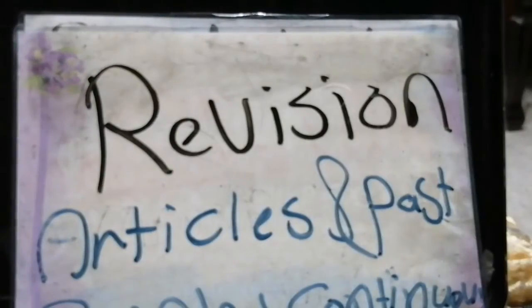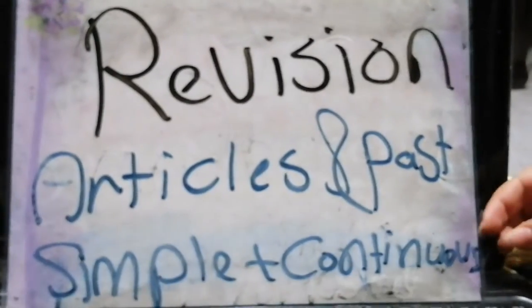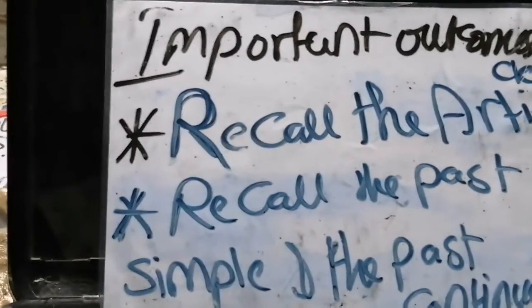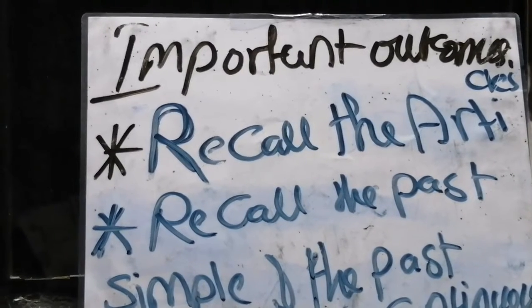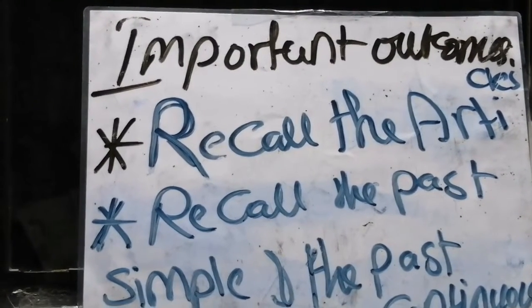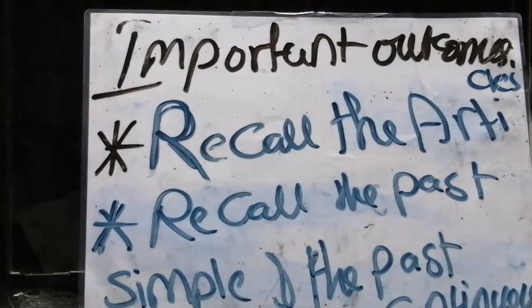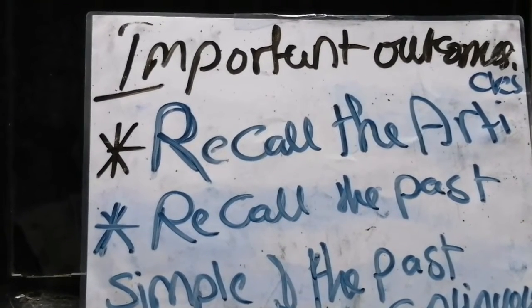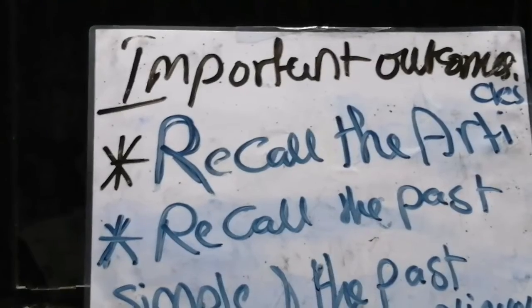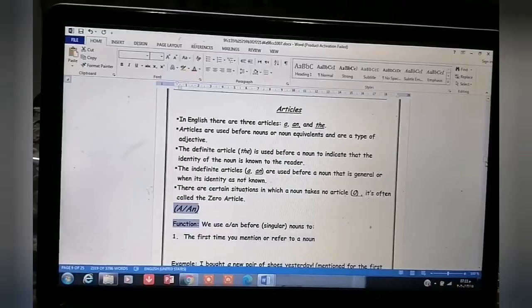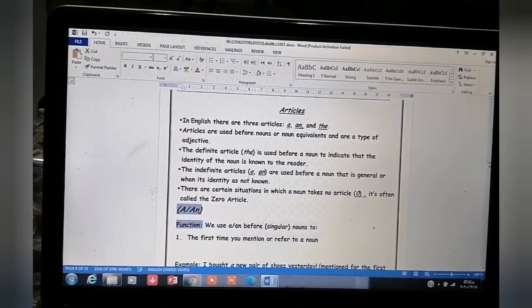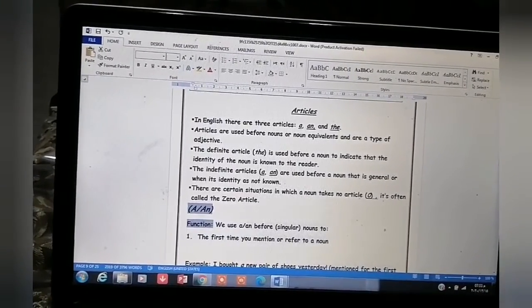1442. Today we are going to take revision for the articles, past simple and past continuous, okay? Now, the most important outcomes that we are going to accomplish today is what? Recall the articles, then we are going to recall the past simple and the past continuous. Now, let's begin. Please open your worksheets to follow me in this revision, okay? Look please at this worksheet about the articles. We're going to explain and revise the articles together, okay?